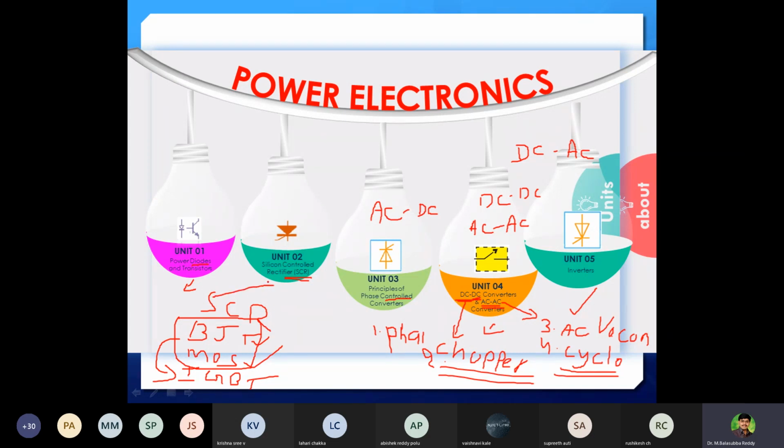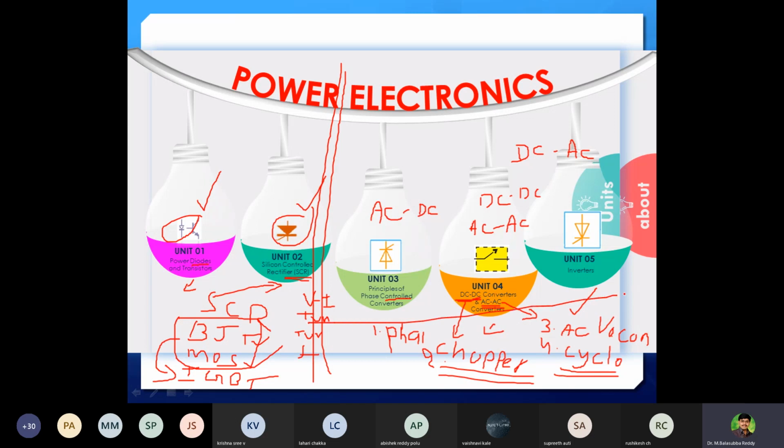Second unit is the complete SCR. The VI characteristics of SCR, the turn on methods of SCR, the turn off methods of SCR, and series parallel operation of SCR. Anyhow, I will show the syllabus also. So everything related to the SCR or thyristor, the basic information, we are going to study here. The first unit is completely switches other than the SCR, and the second is completely SCR. From the second unit onwards, it is completely controllers, all 5 controllers I told.